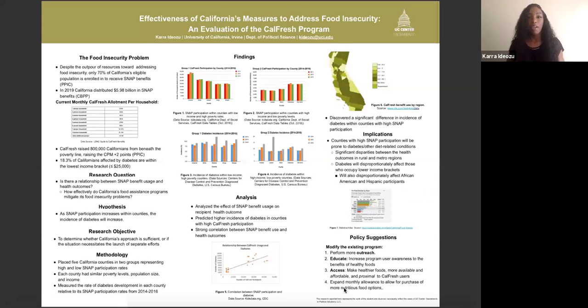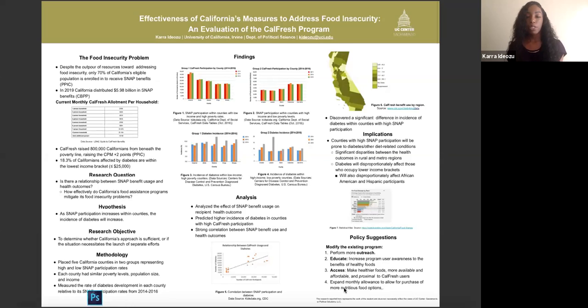Okay. So hi everyone, my name is Cara Idiozu, and I'm here today to discuss the effectiveness of California's measures to address food insecurity. California dedicates a hefty part of its budget to address food insecurity among the poor. However, only 70% of those eligible actually receive benefits, and there are still concerns as to whether the resources ensure that program participants have a balanced diet. So I hypothesize that there's a relationship between SNAP benefit usage and health outcomes. As usage increases, the incidence of particular health outcomes would increase as well.